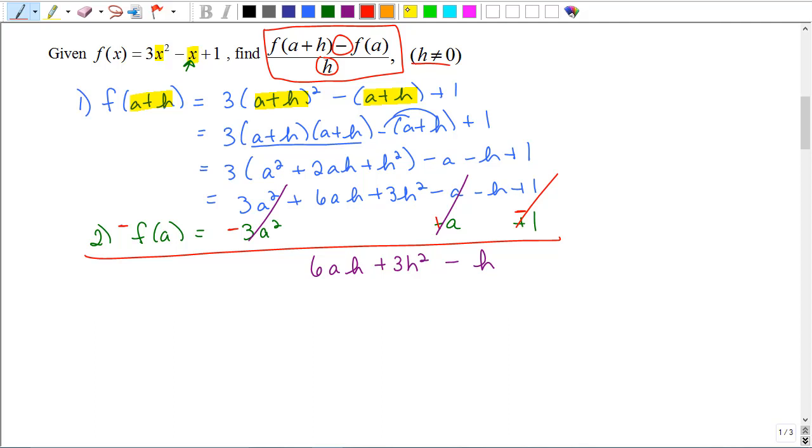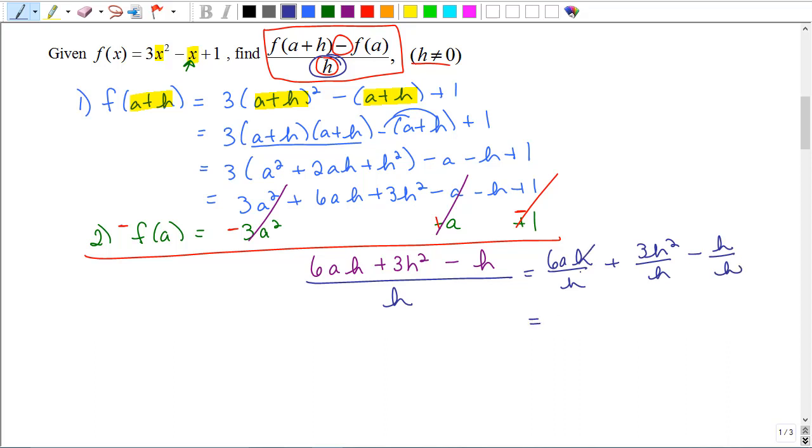And then the last step is to divide by h. How do you divide by h? There's a couple of different ways. You can separate all of them. That's one way, and I want to show you that way. And then you can reduce. So those h's cancel. One of those cancels.